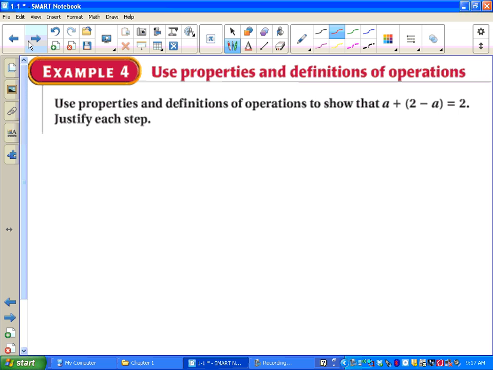So we're supposed to use properties and definitions of operations to show that a plus the quantity 2 minus a equals 2. And we have to justify each step. This should remind you of a geometry proof. We won't be doing a lot of proof type problems in this class, but they come up once in a while. So we can start with what we're given.